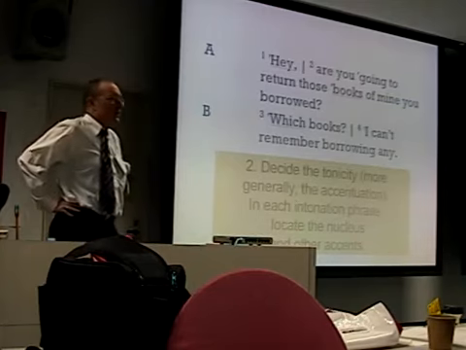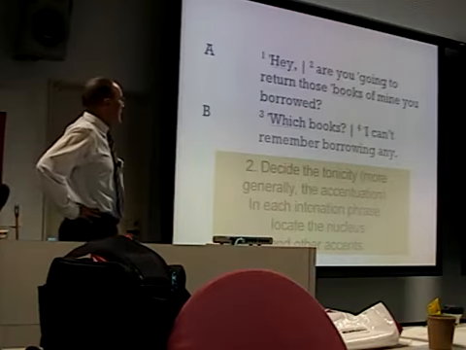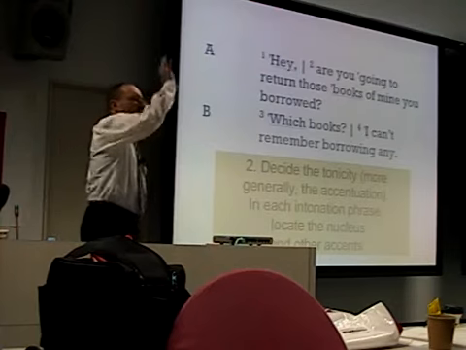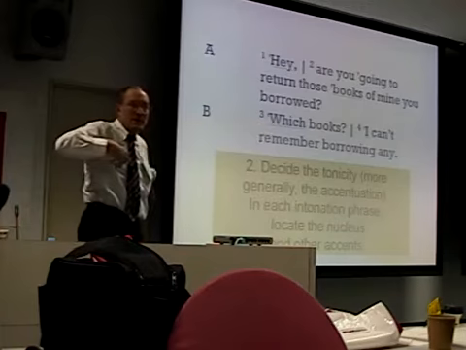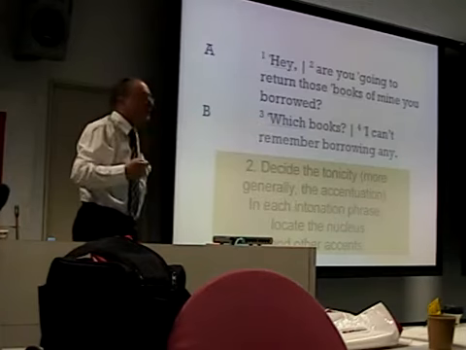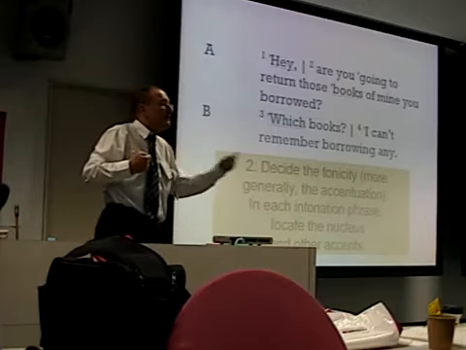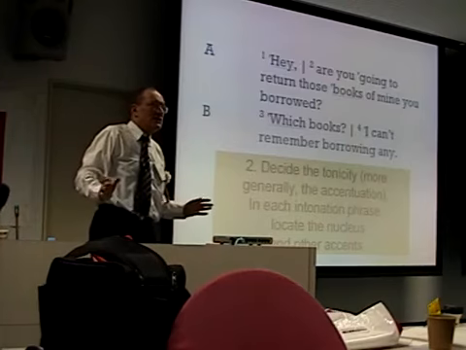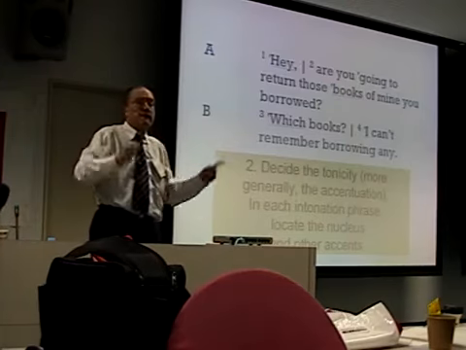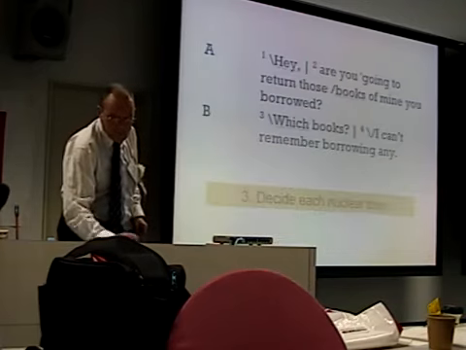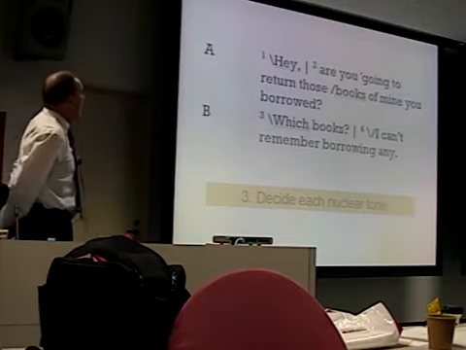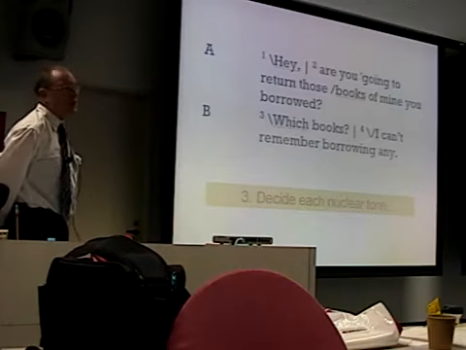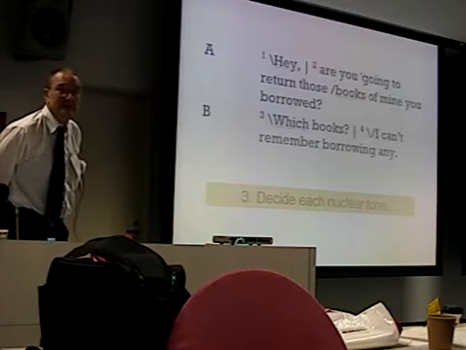The way I've done number 4 is, again, rather advanced, rather tricky. Putting the nucleus on I for reasons of contrast. A contrast between what the other person remembers and what I remember, implying that we don't agree on what happened. And we're emphasizing the difference between the 2 of us. You think that, I think this. And to draw a contrast, one of our favorite tones is a fall rise. So that's in fact how I would do this. Hey, are you going to return those books of mine you borrowed? Which books? I can't remember borrowing any.